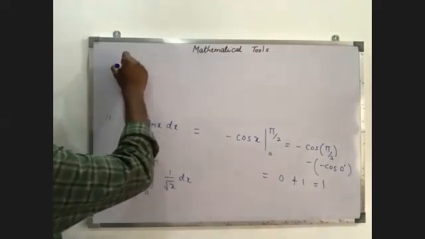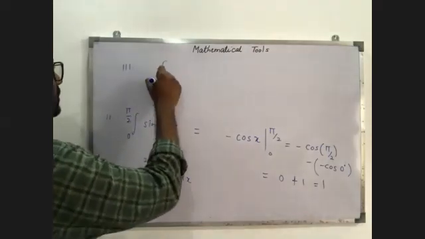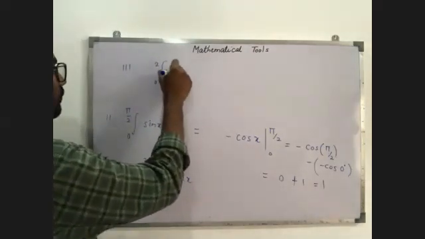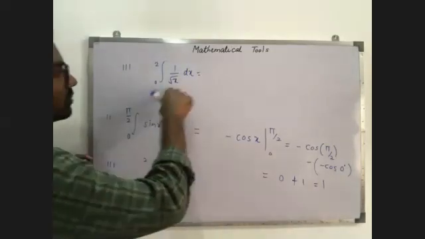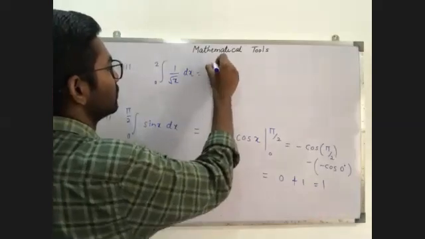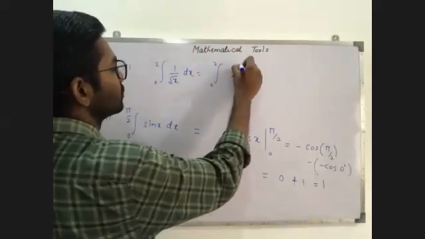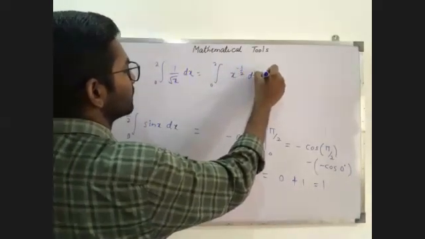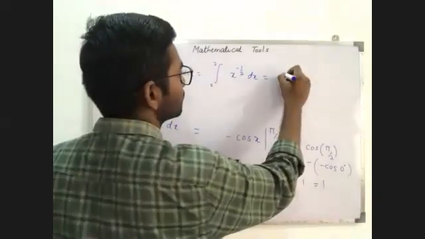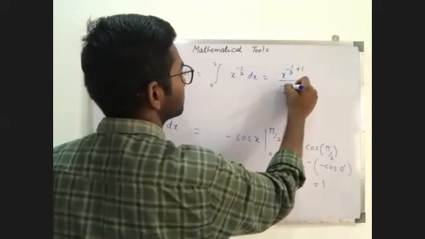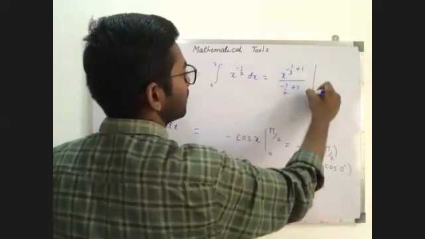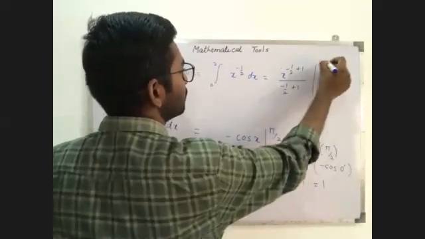Third one I am solving here. It is integral from 0 to 2 of 1 by root x dx. So it can be written as integral from 0 to 2 of x to the power minus half dx. So that is going to be nothing but x to the power minus half plus 1 divided by minus half plus 1, with limits 0 to 2.